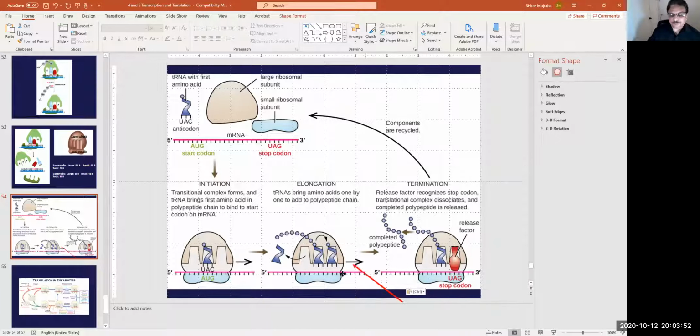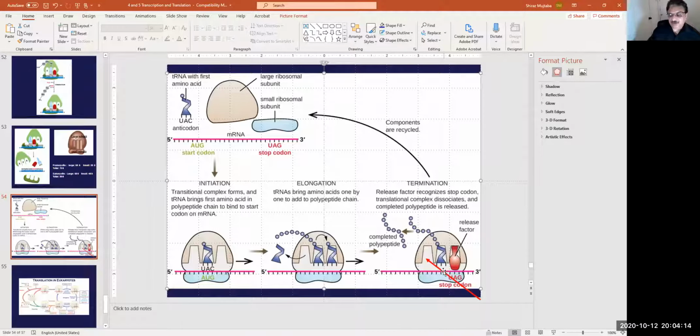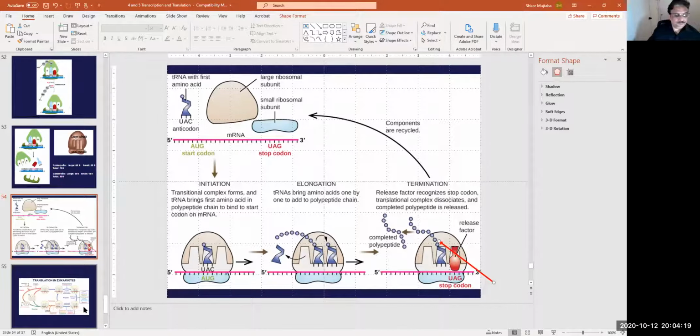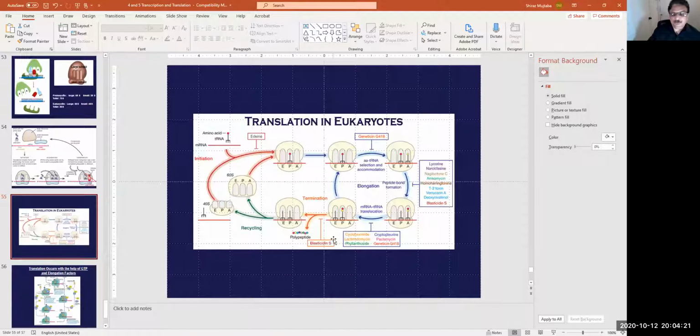The next amino acid comes on the A side. And then the ribosome has to shift to a new position, right? When it shifts to a new position, the A side becomes P side and the P side becomes E side, and the ribosome slides. And the peptide bond formation takes place on the larger subunit of the ribosome, right? So this is also the same kind of explanation that happens in eukaryotes.